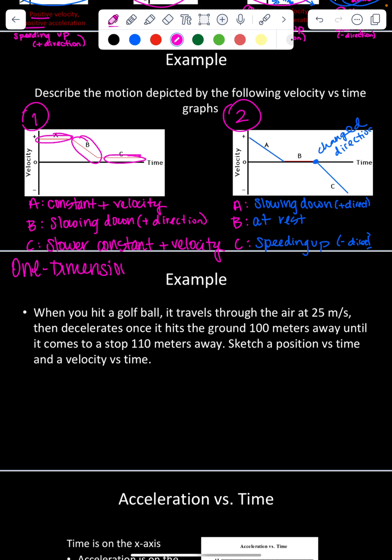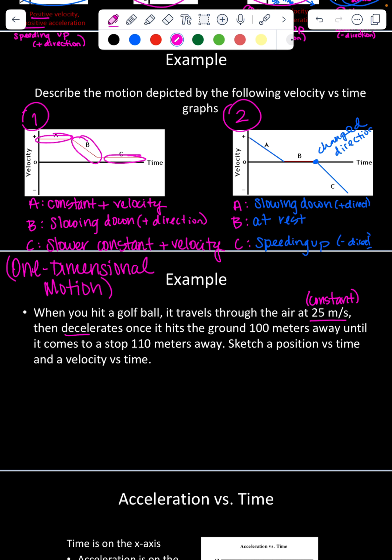Whenever I say that we are hitting a golf ball, I'm not talking about the change in its vertical motion. I'm only talking about the horizontal motion here. So whenever you hit a golf ball, it travels through the air at 25 meters per second. Now, that means that while it's in the air, it's going at a constant 25 meters per second.